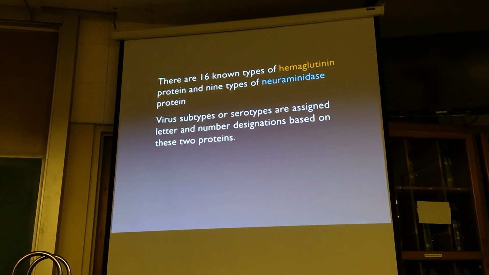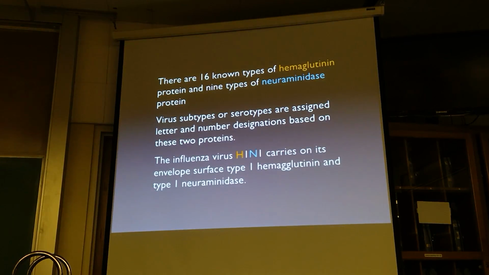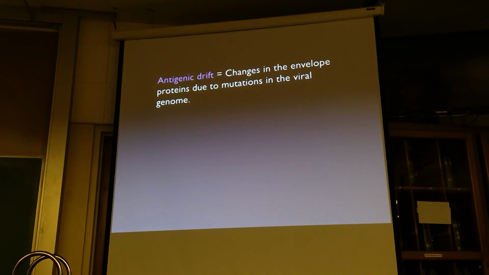But these have the letters H for hemagglutinin and N for neuraminidase, and then they have numbers assigned based on which type of that particular protein you're looking at. So you may have heard of an influenza virus that was identified as the H1N1 strain. That means it had number 1 type hemagglutinin and number 1 type neuraminidase. You get different combinations of these things that make the different influenza viruses different.